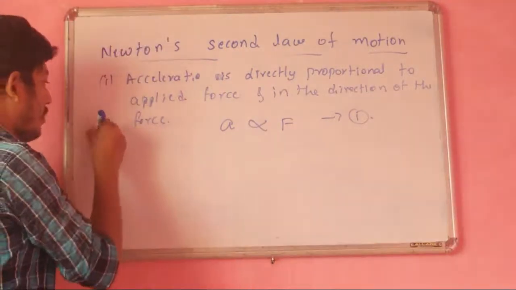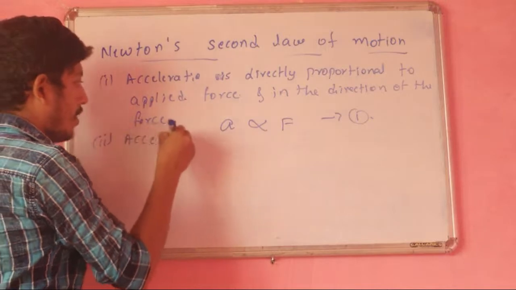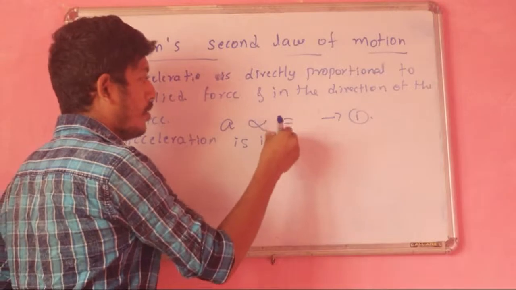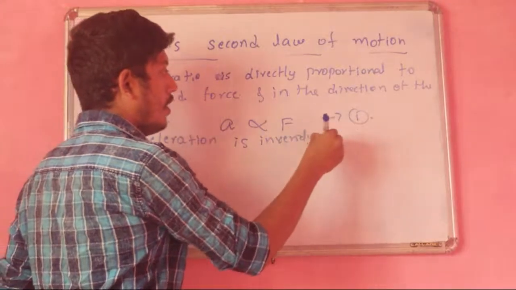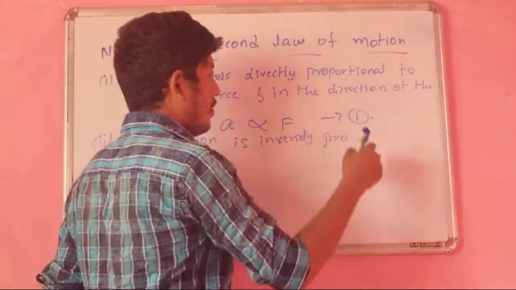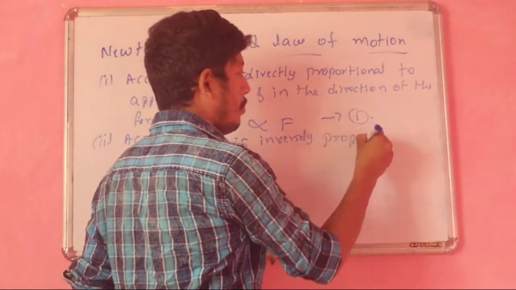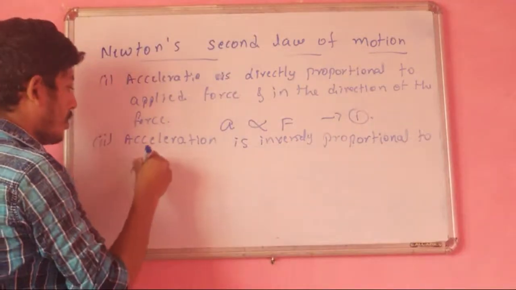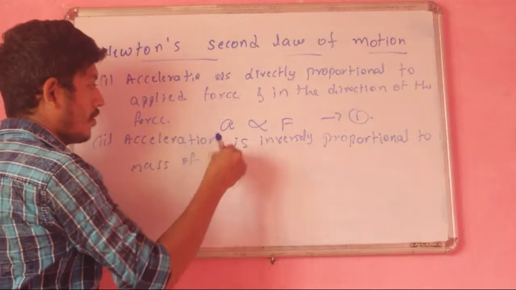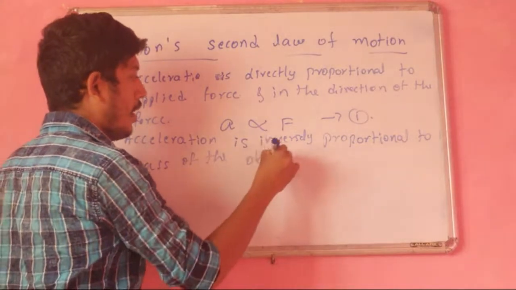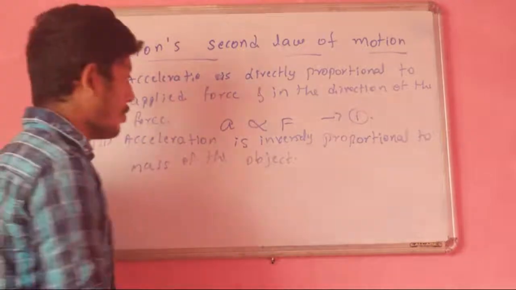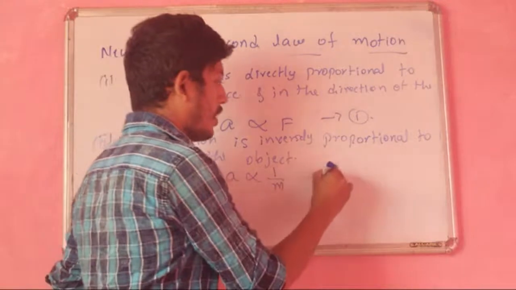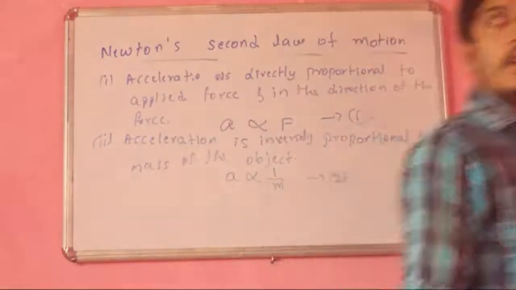Second one, acceleration is inversely proportional to the mass of the object. So that's why the expression becomes a is inversely proportional to m. We'll call this equation number 2. Just look at the two expressions.